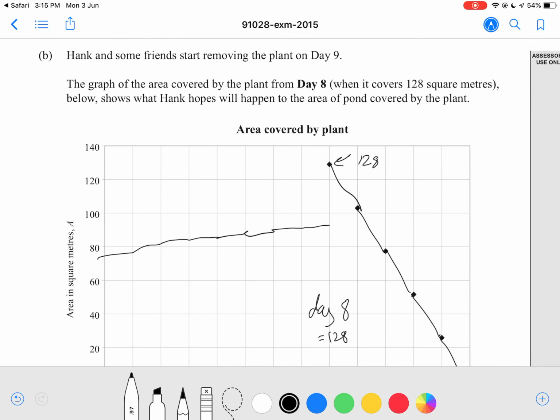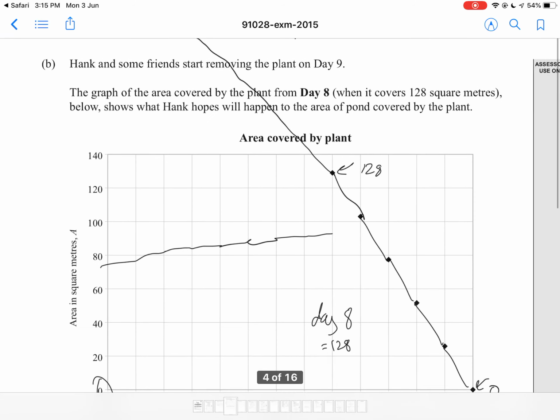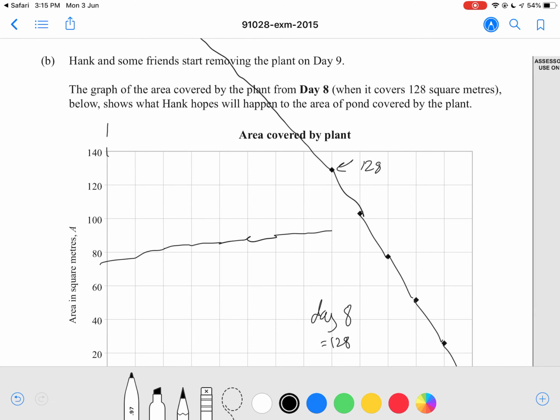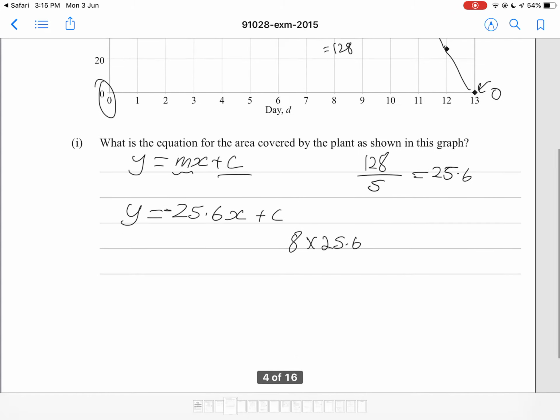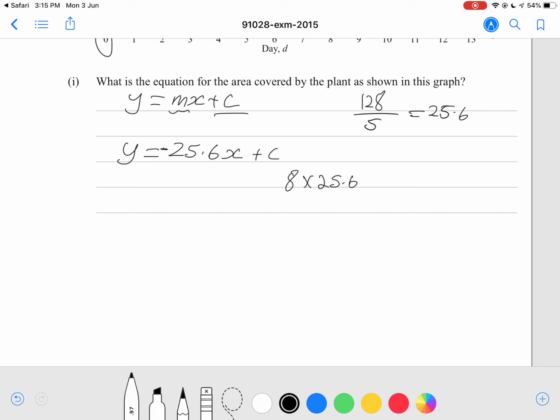So as you can see, if we drag this all the way back, it will look something like this. So there'll be a y-intercept, when we're trying to find that y-intercept. So basically, 8 times 25.6 equals 204.8, okay? And we're going to add that to the 128 that we had on day 8.